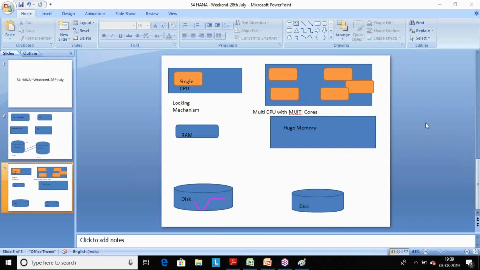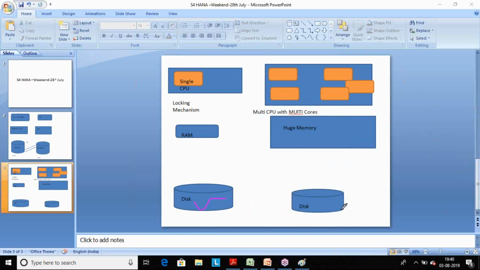Now you can compare the system. Previously, the processor capacity was less. Now you can see the processing power and capacity have increased. Previously, we had very little RAM, and now you can see the RAM size has also increased. The disk we will see later. So this is the new hardware architecture.